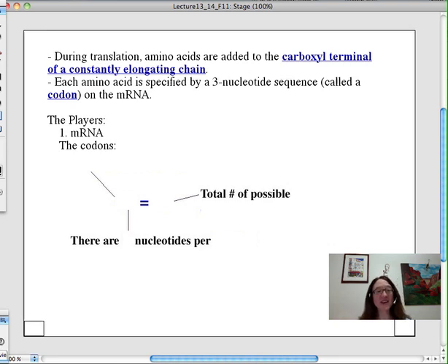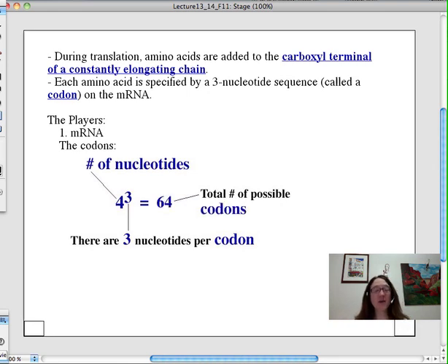Let's go ahead and write down that combination of nucleotides that allows for enough possible combinations. We know there are 3 nucleotides per codon, and we know that there are 4 nucleotides total in an RNA. So 4 raised to the 3rd is going to give us way enough, 64 different possible codons. So this is kind of strange.